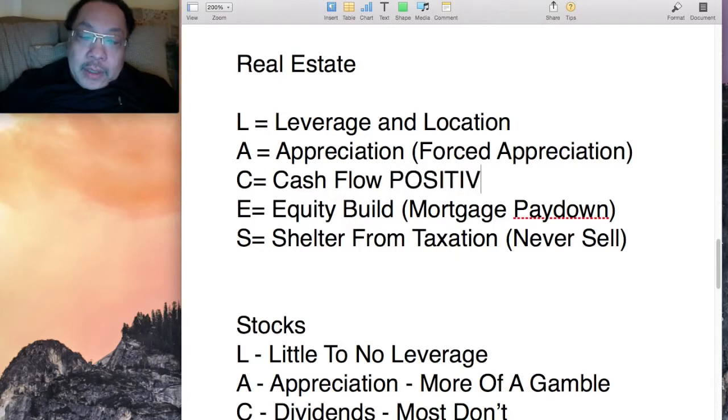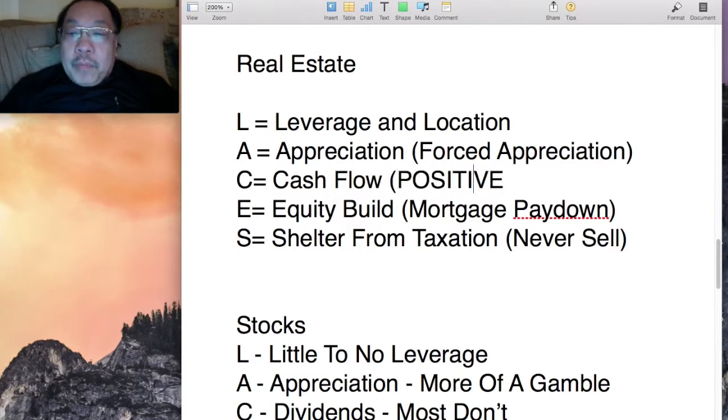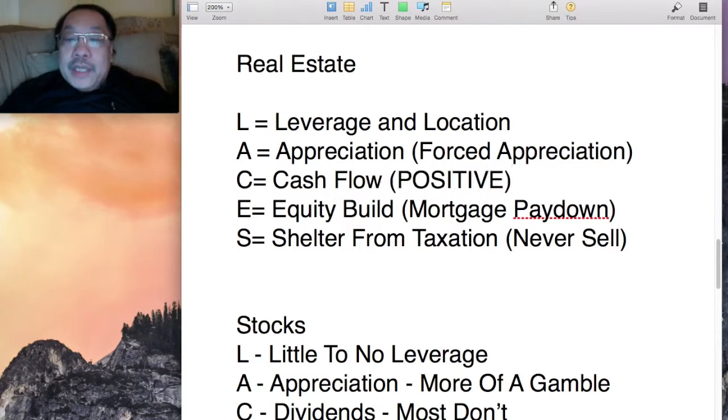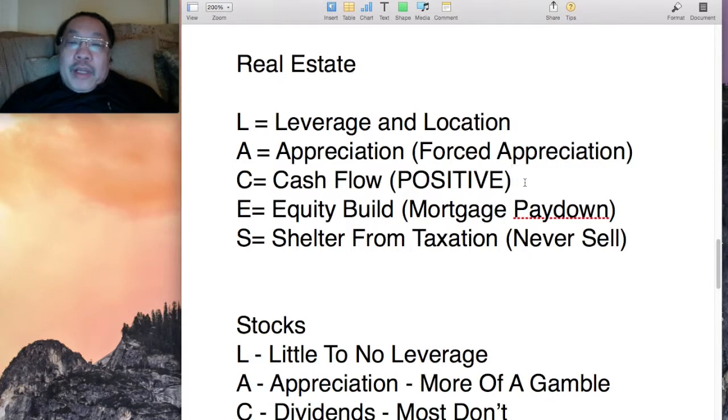You need to have positive cash flow. Positive cash flow. Anytime you see a property that you want to invest in, I'm going to tell you this right now: print it on your hands, print it on your forehead. I don't care. You better have positive cash flow, because when things get rough, that positive cash flow is going to save your butt.